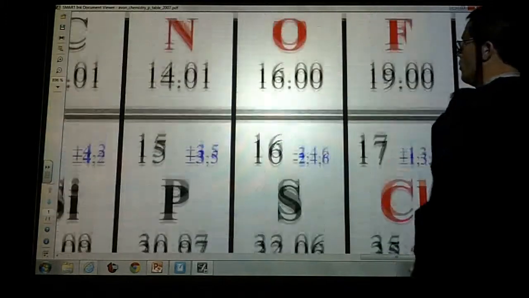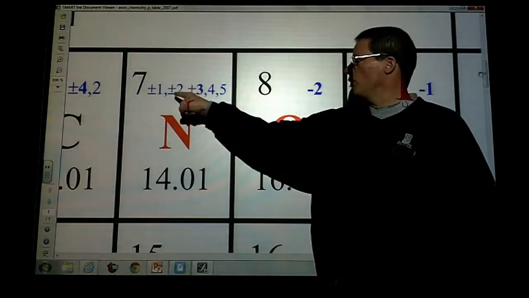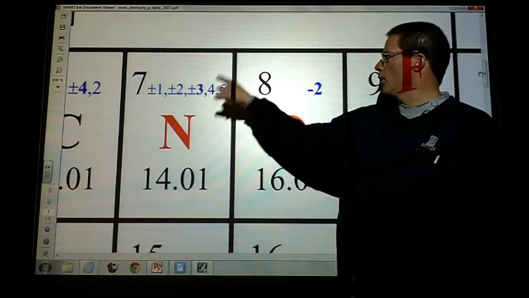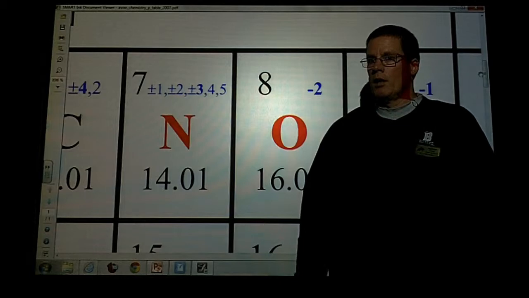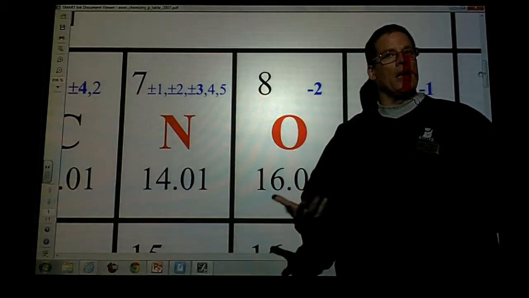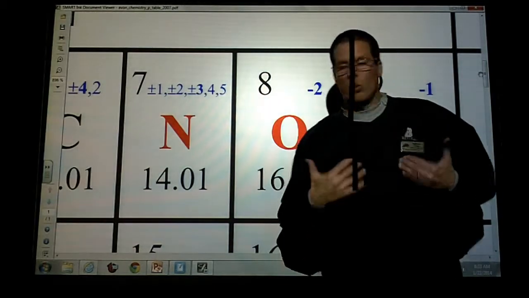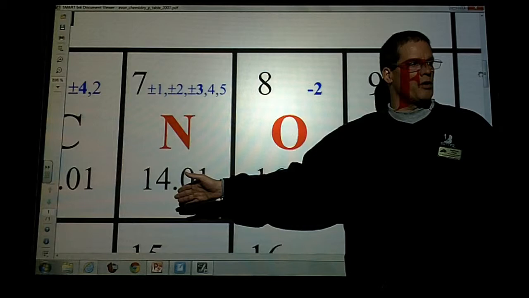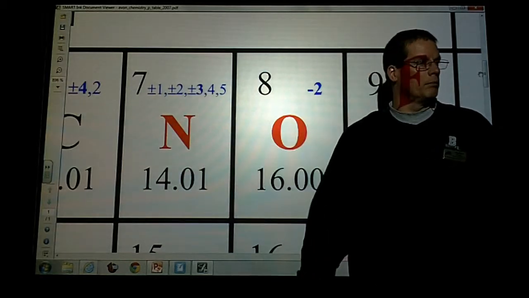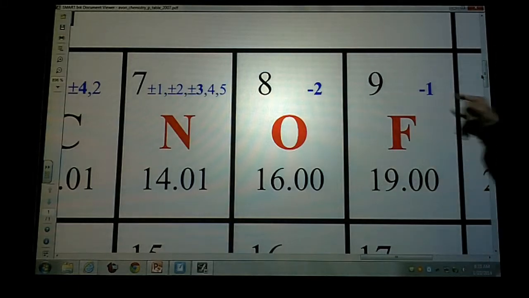Let's look at nitrogen. Where's nitrogen at? Look at that. Nitrogen can either be +1, -1, +2, -2, +3, -3, +4, or +5. That's a lot of charges, right? It could be any of those. Okay, that's why those charges are there. However, if nitrogen's the only nonmetal in the compound, what charge is it? -3. Okay, and oxygen only has a -2 charge that we care about, and fluorine only has a -1.